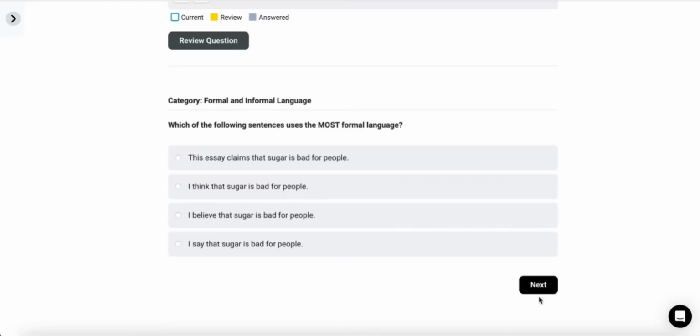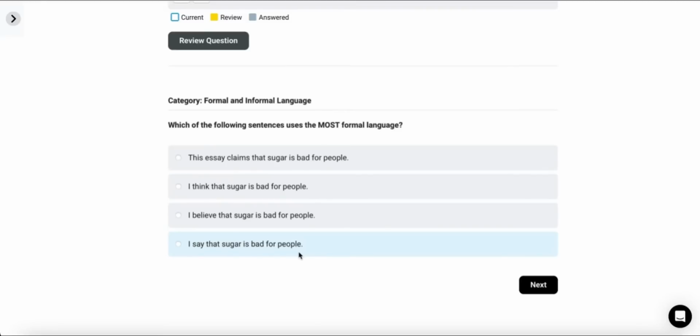Which of the following sentences uses the most formal language? This essay claims that sugar is bad for people. I think that sugar is bad for people. I believe that sugar is bad for people. I say that sugar is bad for people.